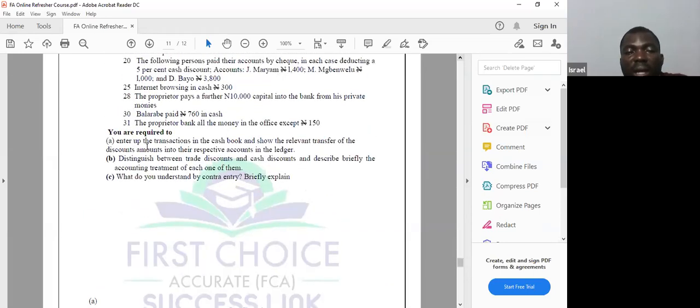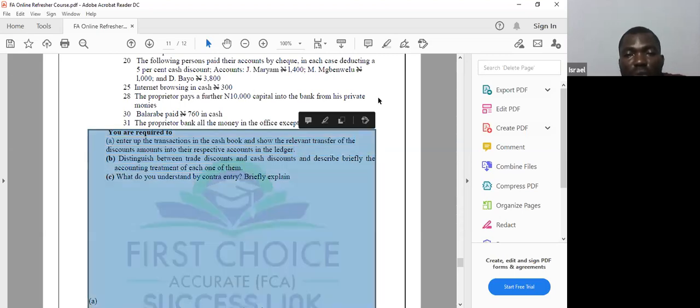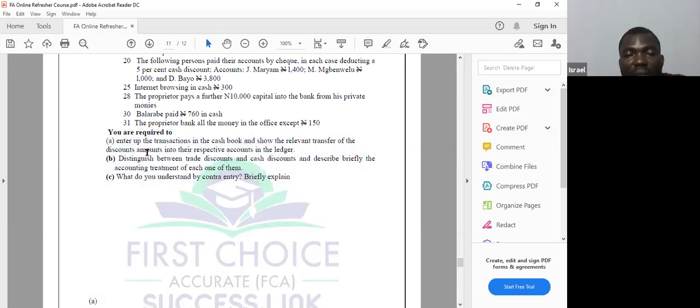So now let's look at questions. You are required to enter the transaction in the cash book and show the relevant transfer of the discount amount into their respective accounts in the ledger. Distinguish between trade discount and cash discount, and describe briefly the accounting treatment for each of them. What do you understand by contra entry? Explain briefly. Okay, so these are the requirements for us to know. So the first one is that you should enter the transaction into the cash book and show the relevant transfer of the discount amount into their respective accounts in the ledger.